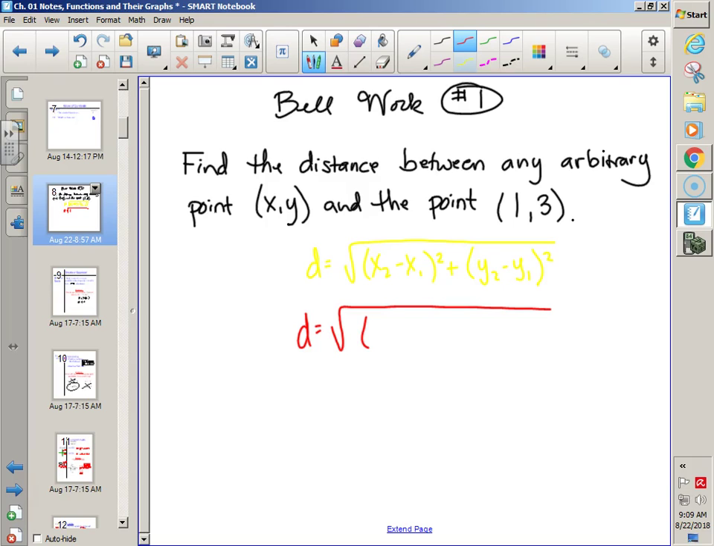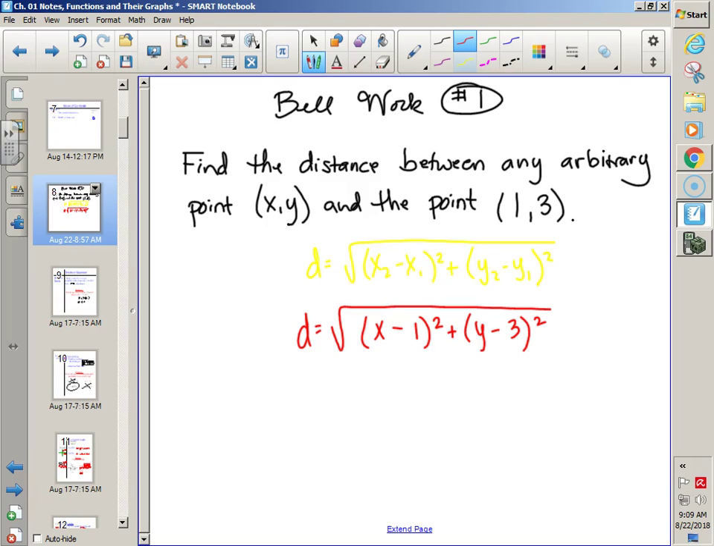So wouldn't it be just as accurate to make this guy the first one? Minus, and then what's the other x? And then what would the other expression be? Good. Y minus 3 quantity squared.